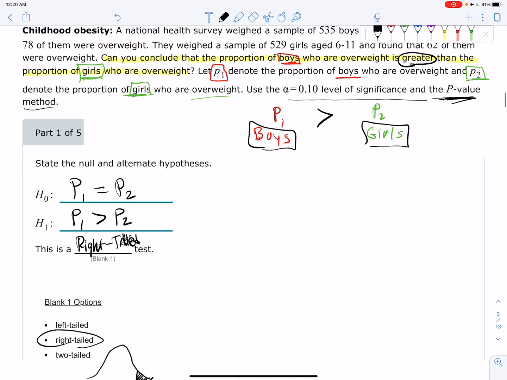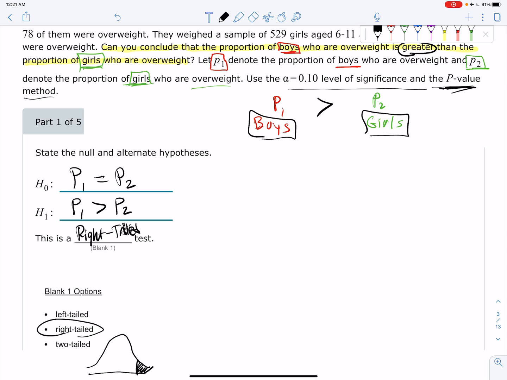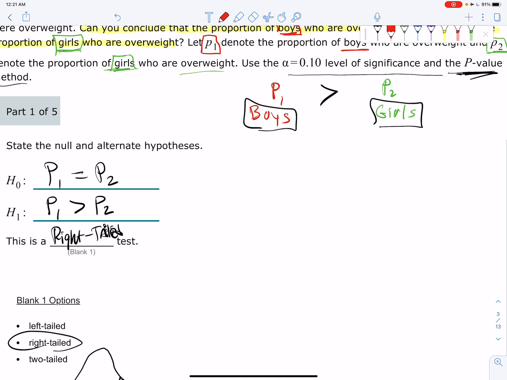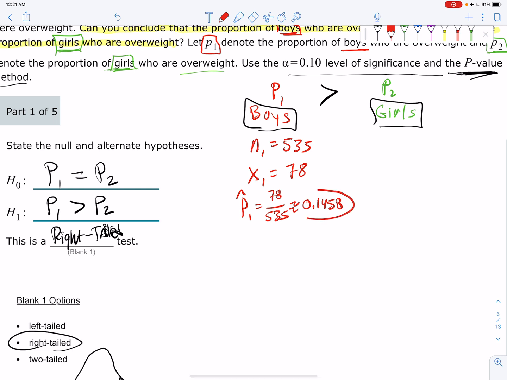All right, now we need to organize our data here, and I'm just going to write down this stuff a little bit quicker this time because you saw how I did it last time. So the sample size for the boys is 535. We're interested in the overweight boys, and there happen to be 78 of them. P hat sub 1 is found by taking 78 divided by 535, and that gets approximately 0.1458. That's a pretty important number there.